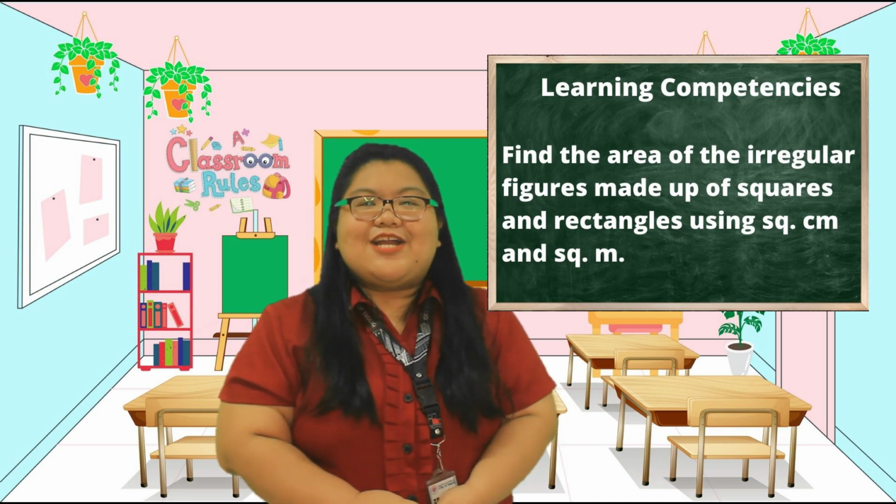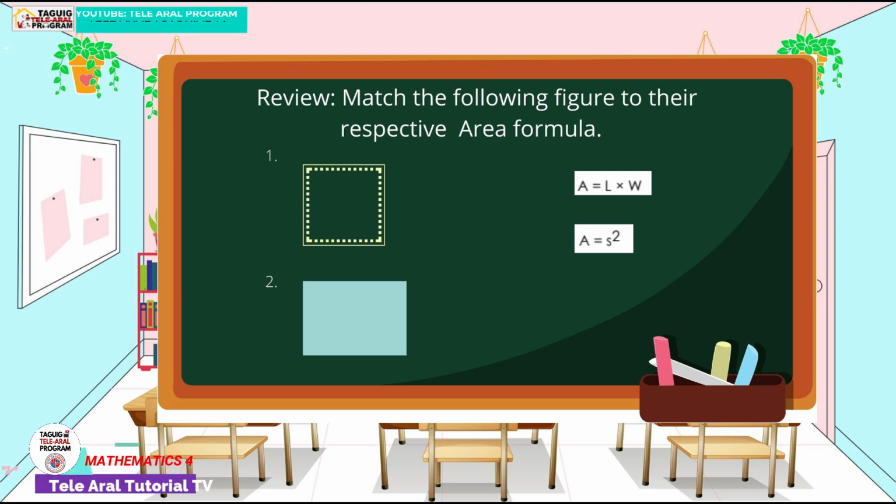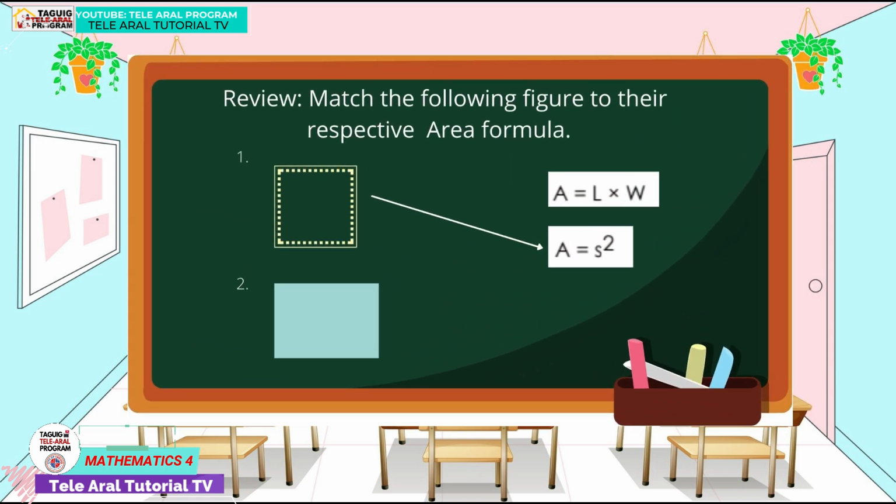Now, let's get started. Let's have a quick review about the formula of how to get the area of a square and rectangle. In this activity, we need to match the figure to their respective formula. What figure do we have on number 1? Good job! That is a square. And the formula to get the area of a square is? Can you write your answer on the comment section? Yes! Great job! The formula is area is equal to s squared.